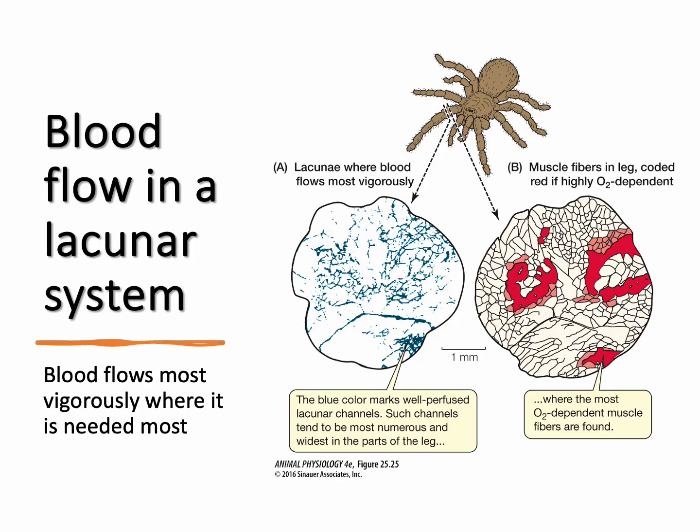And the blue marks here are going to represent well-perfused channels. And the O2 dependent muscle is going to receive the most blood flow, because those lacuna basically allow for blood to flow into regions where it's most needed.